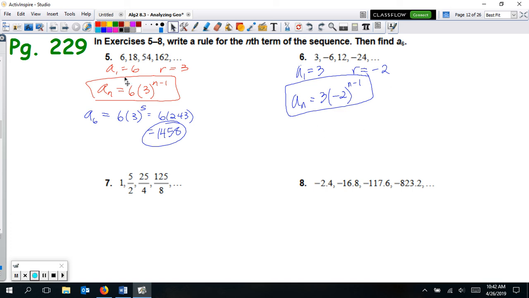Remember, geometric ones are exponential. They're exponential functions. That's something you may want to write back on your vocabulary, to make sure you note that a geometric sequence is an exponential function.